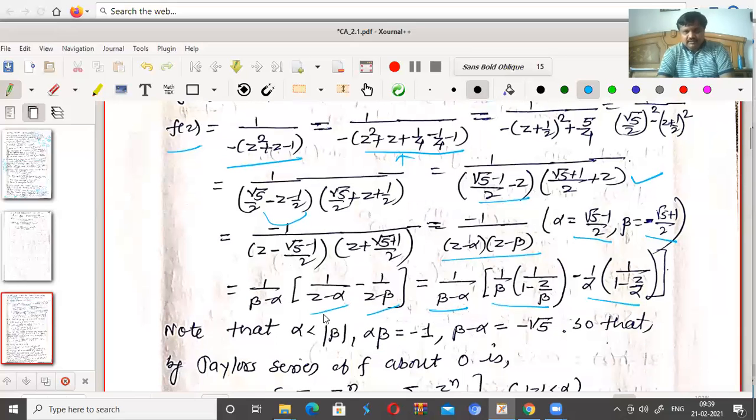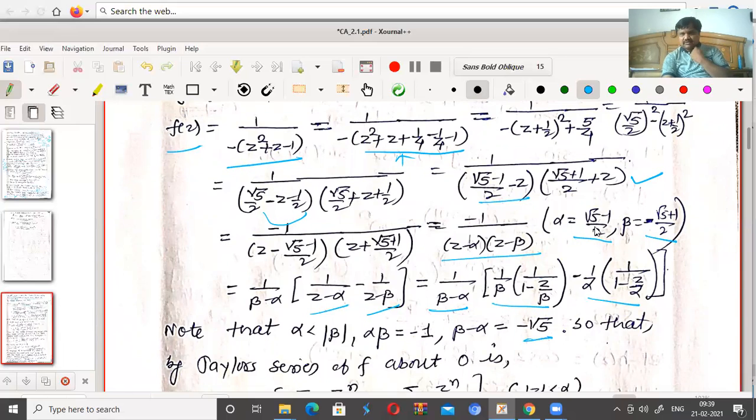Note that |alpha| is less than |beta|. Alpha into beta is minus 1, and beta minus alpha is minus root 5, isn't it? Alpha is less than mod beta. If I take mod of beta, then alpha will be strictly less than mod of beta. What is mod of beta? Root 5 plus 1 by 2, and root 5 plus 1 by 2 is always greater than root 5 minus 1 by 2. So that we have taken.